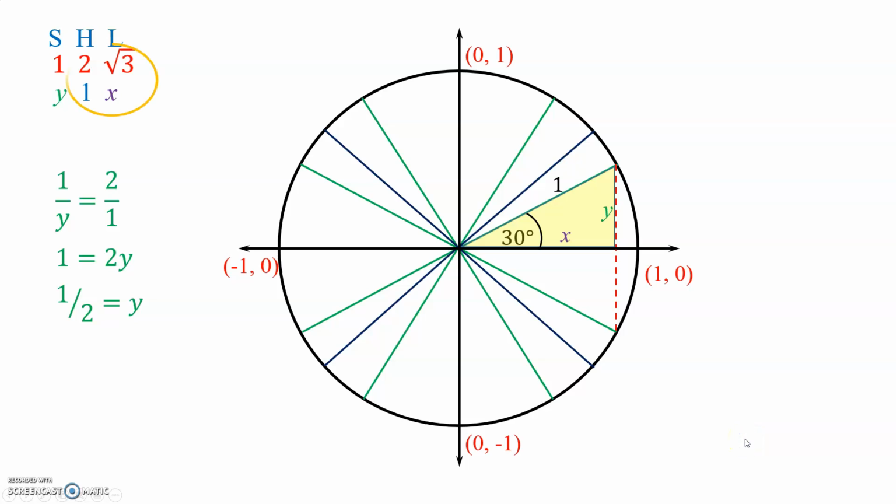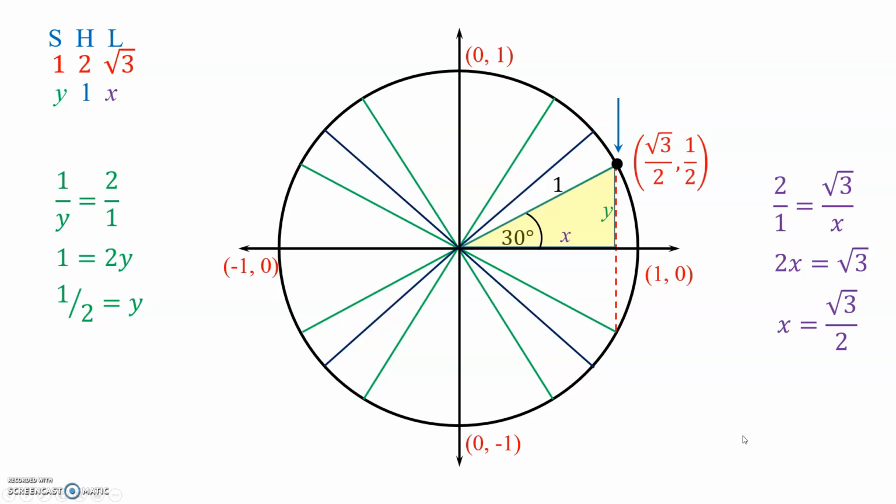Now let's use the second half of it to find our x. Set up the proportion, cross multiply, divide by 2. There's our x coordinate. So now for this point right there, we have the coordinates of radical 3 over 2, 1/2. The x was radical 3 over 2, the y was 1/2.